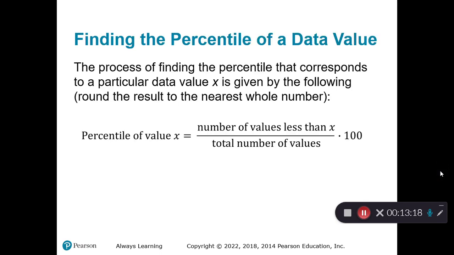To calculate a percentile from a given data value, we will use the following formula. The percentile for the data value, which we'll call x, is equal to the number of values in our data set that are less than x, smaller than x. We're going to count how many of them there are. That is going to be our numerator. And then we're going to divide it by the total number of values in the data set, or our sample size, and then we're going to multiply that ratio by 100.